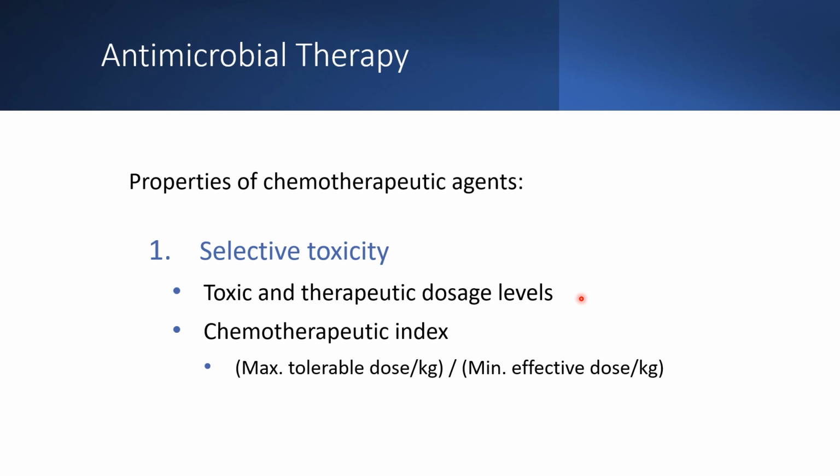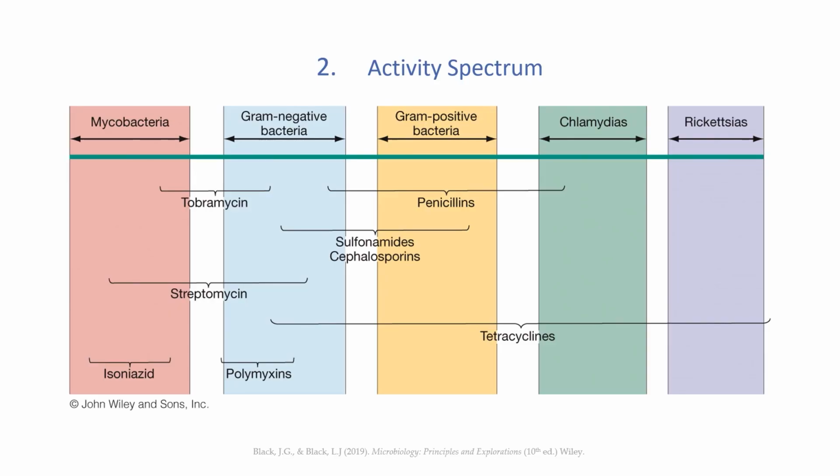We can use the chemotherapeutic index to compare those chemical agents. This index takes the maximum dose that our body can tolerate, and then we divide it by the minimum dose needed to kill the infection. So the larger the index value, the more desirable and the better a chemotherapeutic agent is. Like if the index value is 2, it means your body can tolerate twice the amount needed to kill the infection, and that's good. The second property is the antimicrobial activity spectrum of the agent.